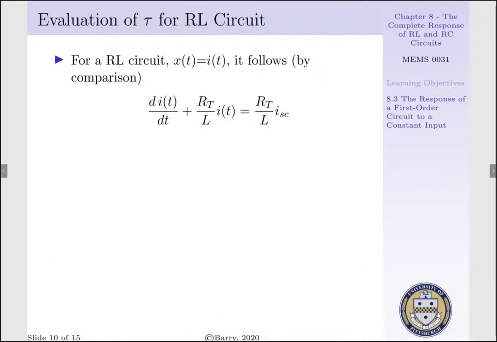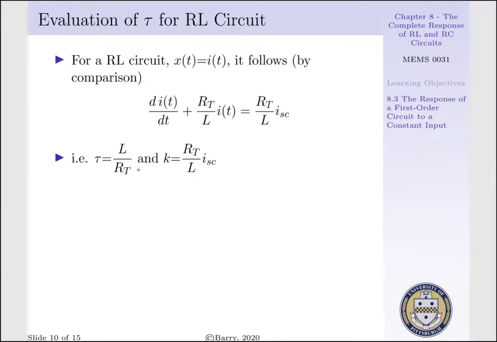For an RL circuit, x of t would be equal to our current. And we'd have our differential equation described, di of t dt plus R_TH per L times the quantity i of t is equal to R_TH per L I_SC. We see by inspection or comparison, our time constant is equal to L per R_TH, and our constant K is equal to the right-hand side of our equation, R_TH per L times I_SC, our source current.